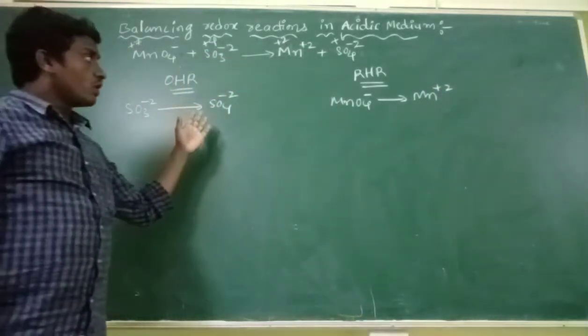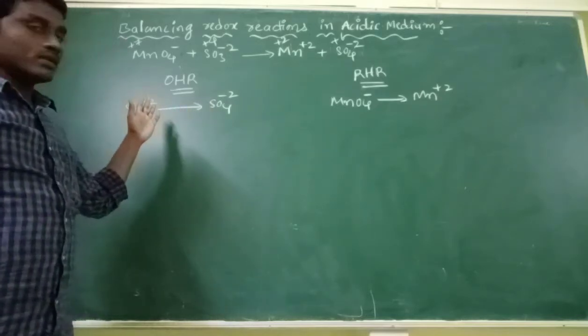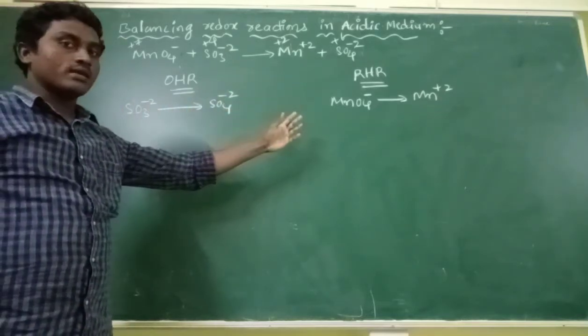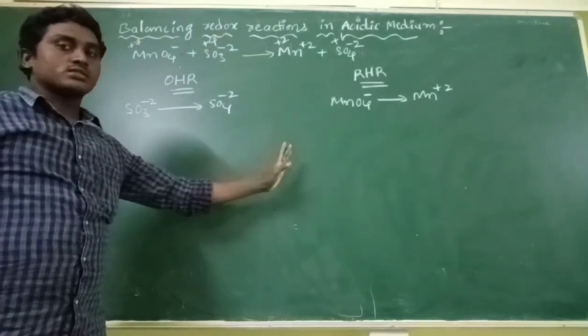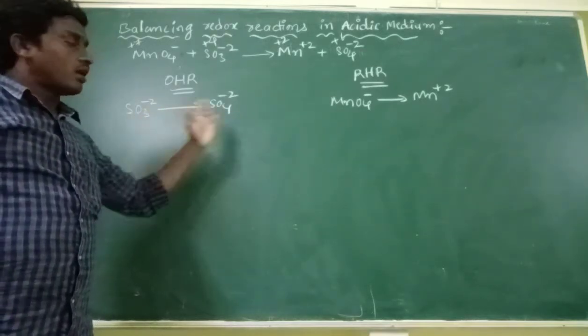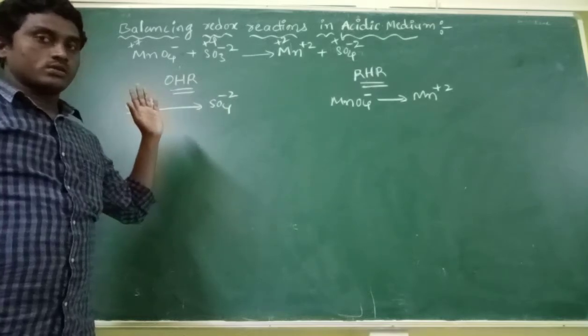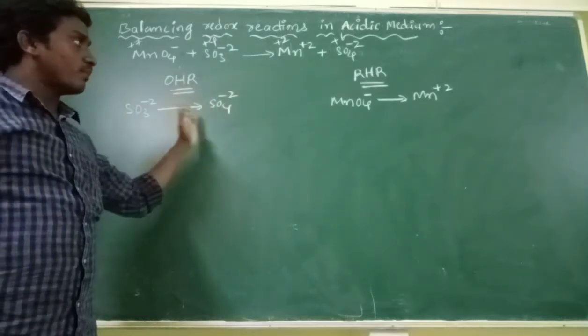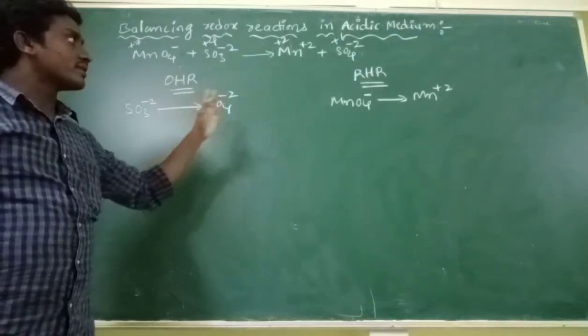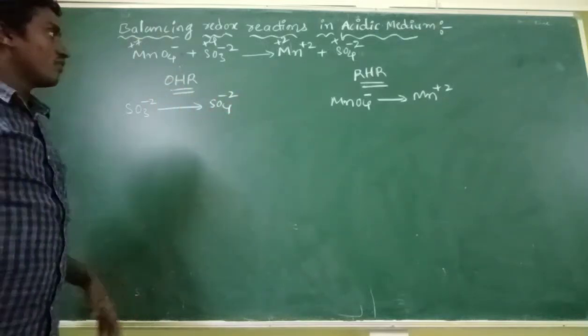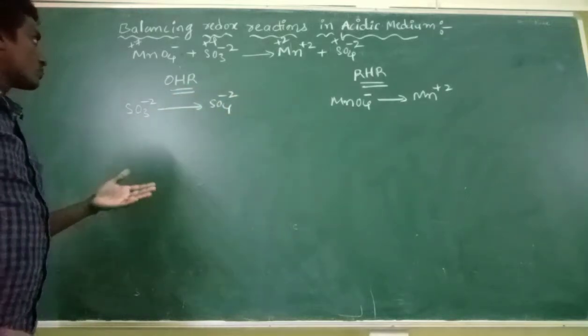We have to balance both of the reactions separately, up to equalizing the charges of the half reactions. Separately we have to balance both of the reactions. In the final step we have to add the reactions. So in the first step, what do we have to do?